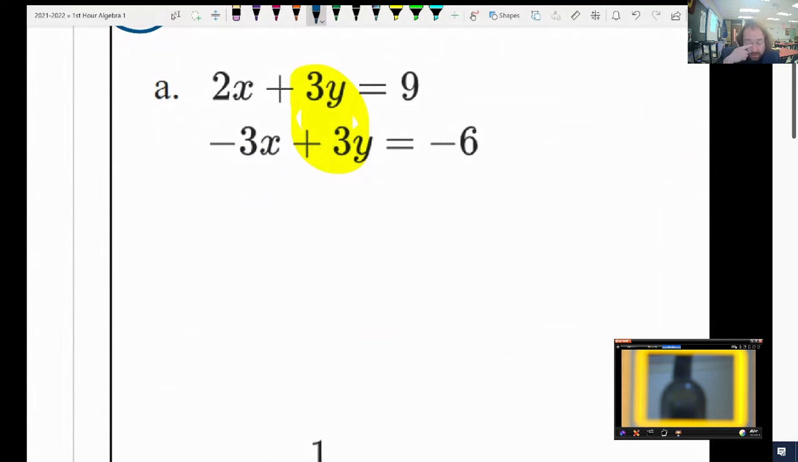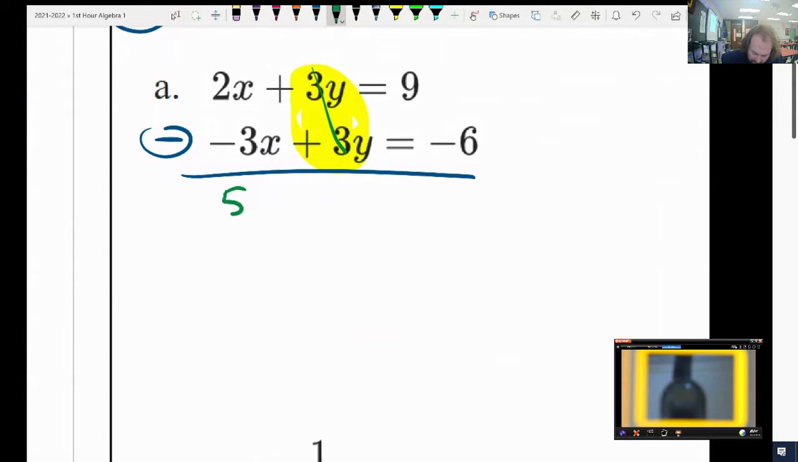Question A, you're going to want to eliminate, and you're going to want to do that by subtracting everything first, because you want three y's to cancel out. 2x minus negative 3x is 5x. 9 minus negative 6 is 15. When you divide the 5 on both sides, x equals 3.